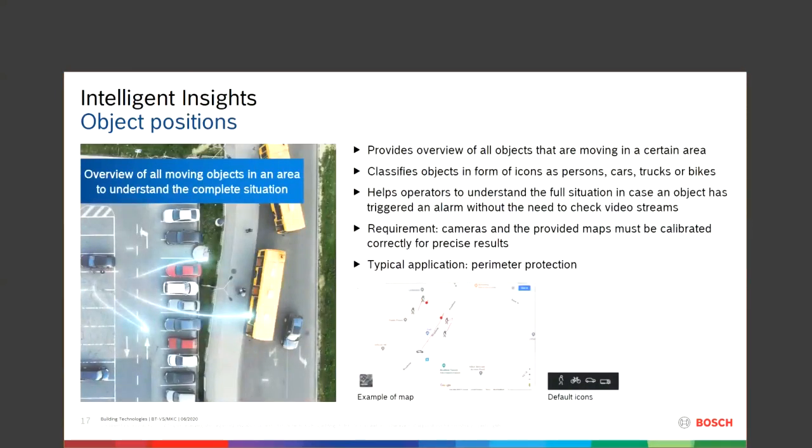And the final one, object positions. As I said, it's extremely enhancing the situational awareness of the operator, especially if you combine it with a live view from the cameras, because then you see the objects on the map, and if the camera is properly set, then the representation of the icons showing people, bikes, cars, or trucks on the map is also very accurate.